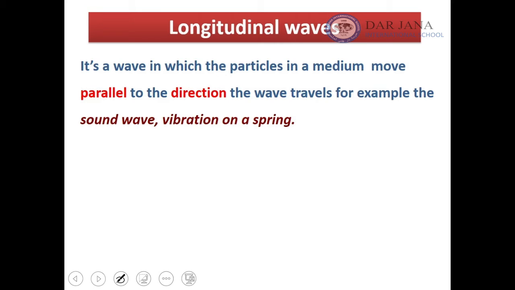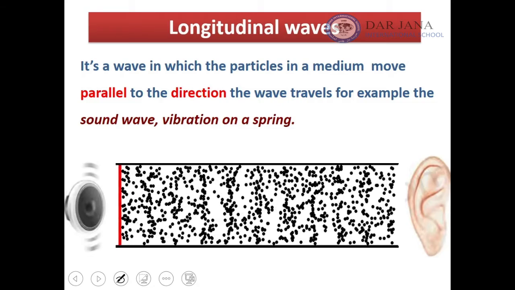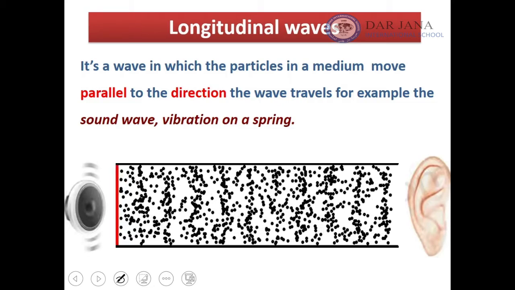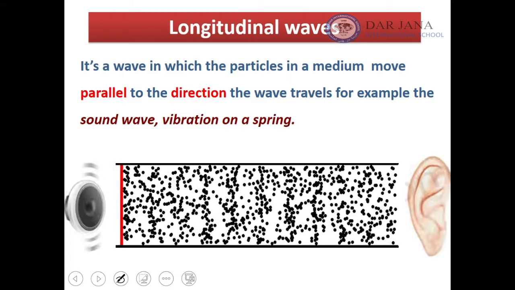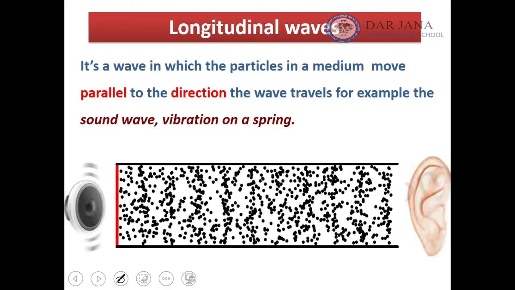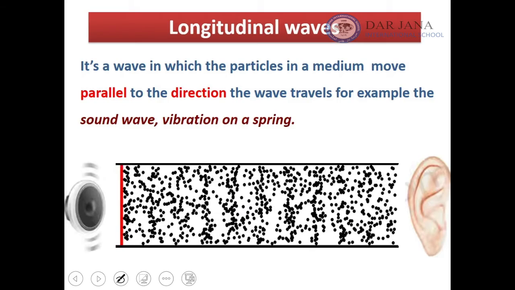Now the second type of the mechanical waves is the longitudinal waves. The longitudinal waves are waves in which the particles in a medium move parallel to the direction the wave travels. For example, the sound wave, vibration on a spring. For the sound wave, while you are talking, your sound wave will travel through air. It can also travel through solid or liquid.